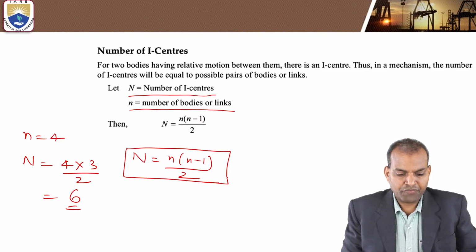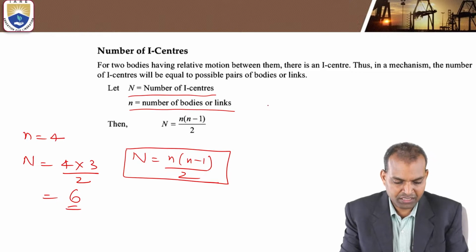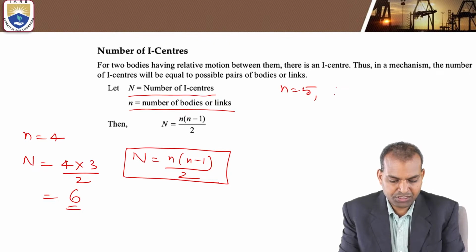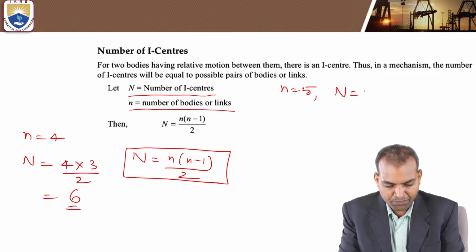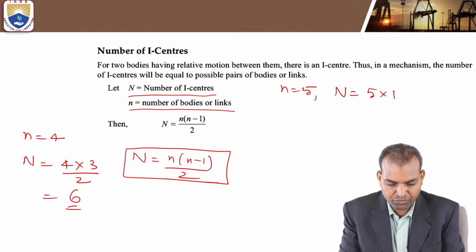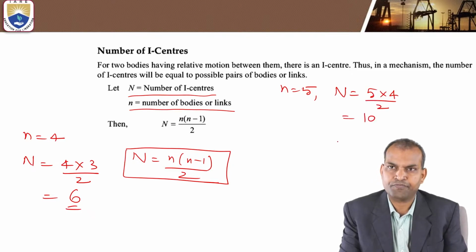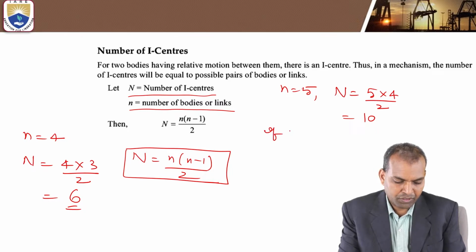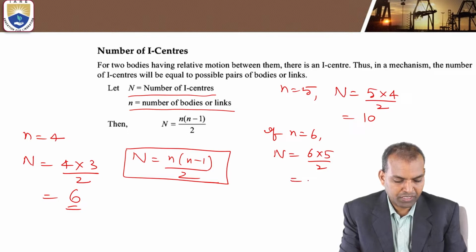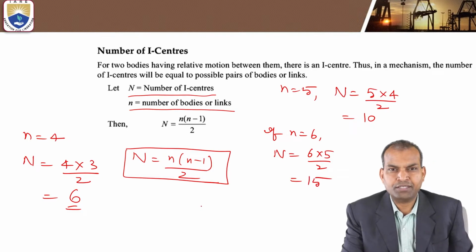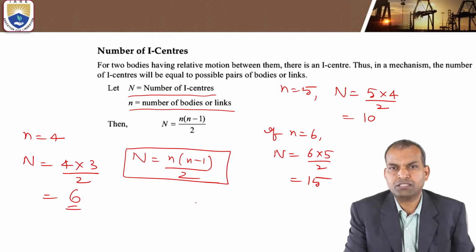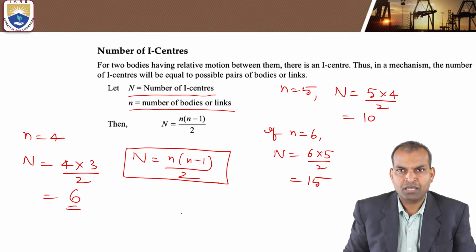Similarly, if n equal to 5, the number of I centers N equal to n into n minus 1 by 2, 5 into 5 minus 1, 4 by 2, that is 10. If n equal to 6, the number of I centers equal to 6 into 5 by 2, that is 15. Thus, we find out the number of I centers by using this formula, N equal to n into n minus 1 by 2.